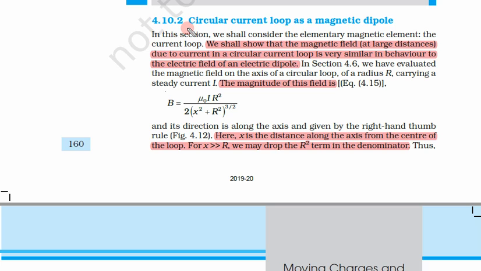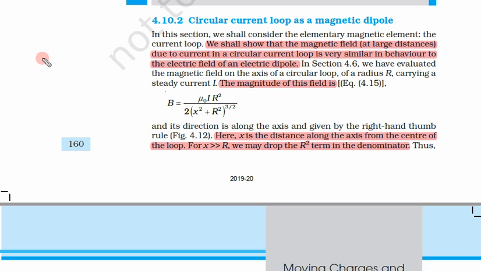Our next topic is circular current loop as magnetic dipole. So we have already seen this circular current loop, but now we are going to see it as a magnetic dipole. So there is a correlation between magnetic dipole and this circular current loop that we are going to see. We shall show that the magnetic field at large distances due to a circular current loop is very similar in behavior to the electric field of an electric dipole.